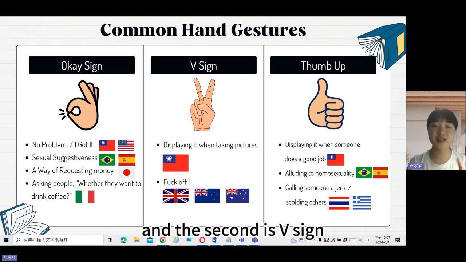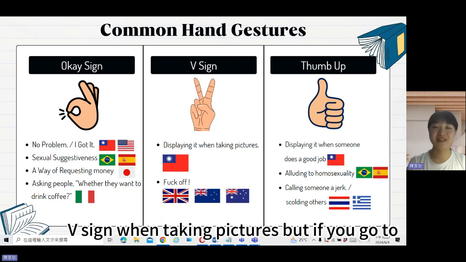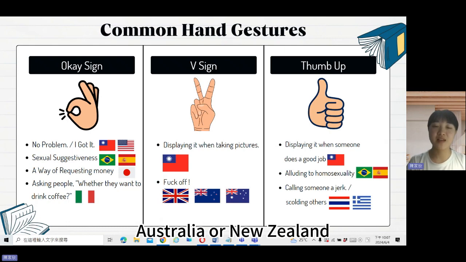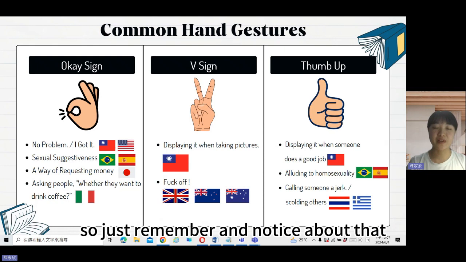And the second is the V sign. I think most Taiwanese like to display this V sign when taking pictures. But if you go to the UK, Australia, or New Zealand, it can be the meaning of fuck off. So just remember and notice about that.